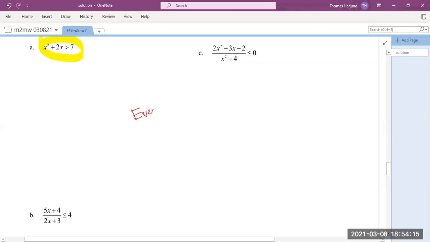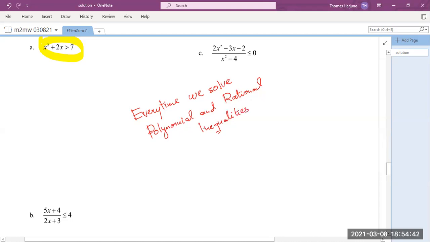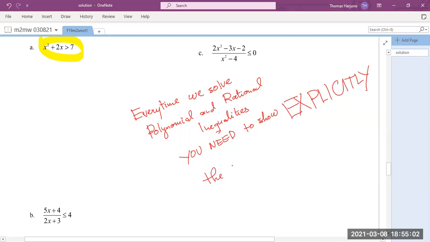Every time we solve a polynomial and rational inequality, you need to show, especially in my class, explicitly, let me make it big, explicitly the 3-step procedure.